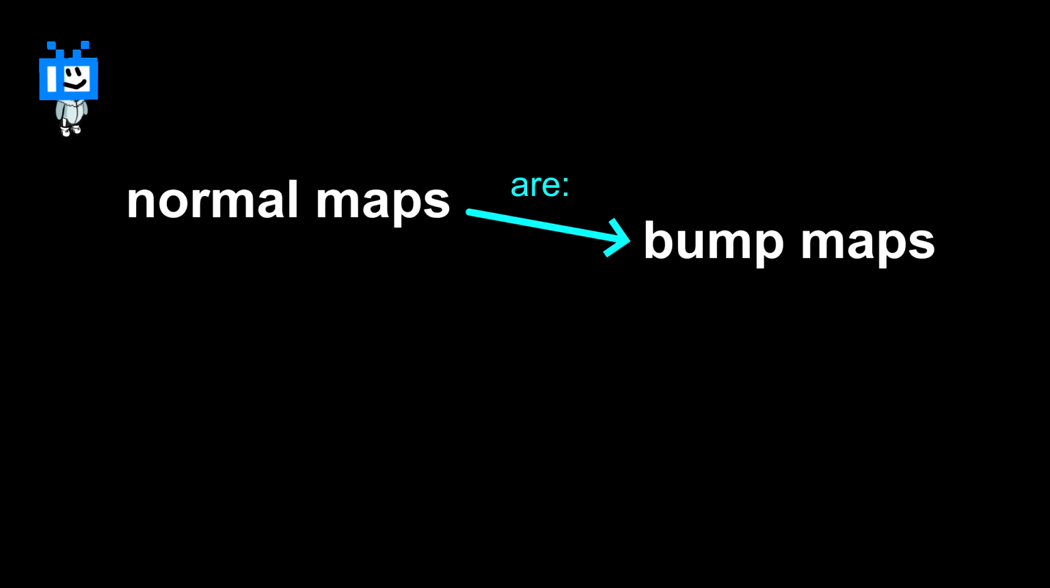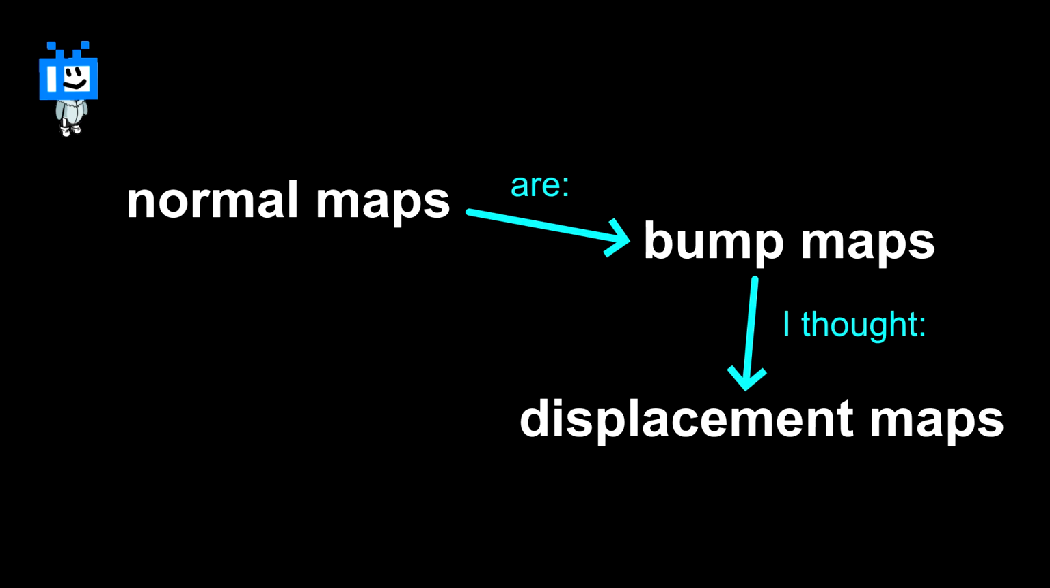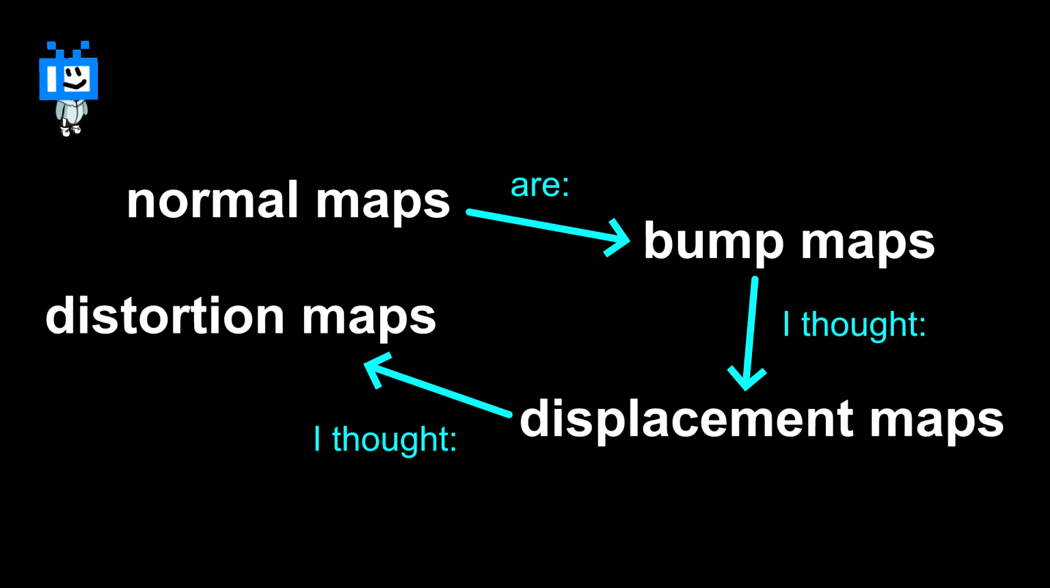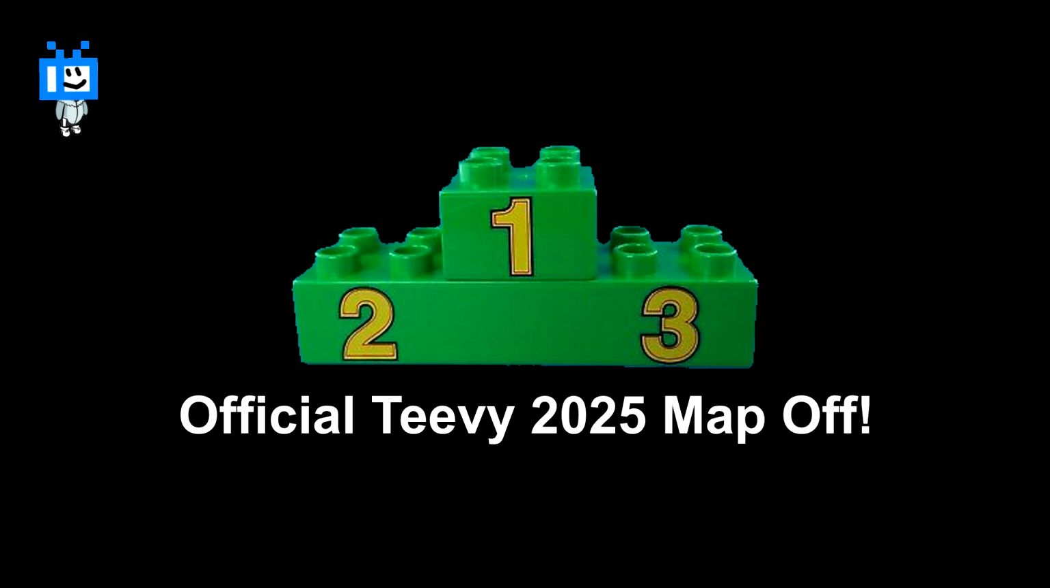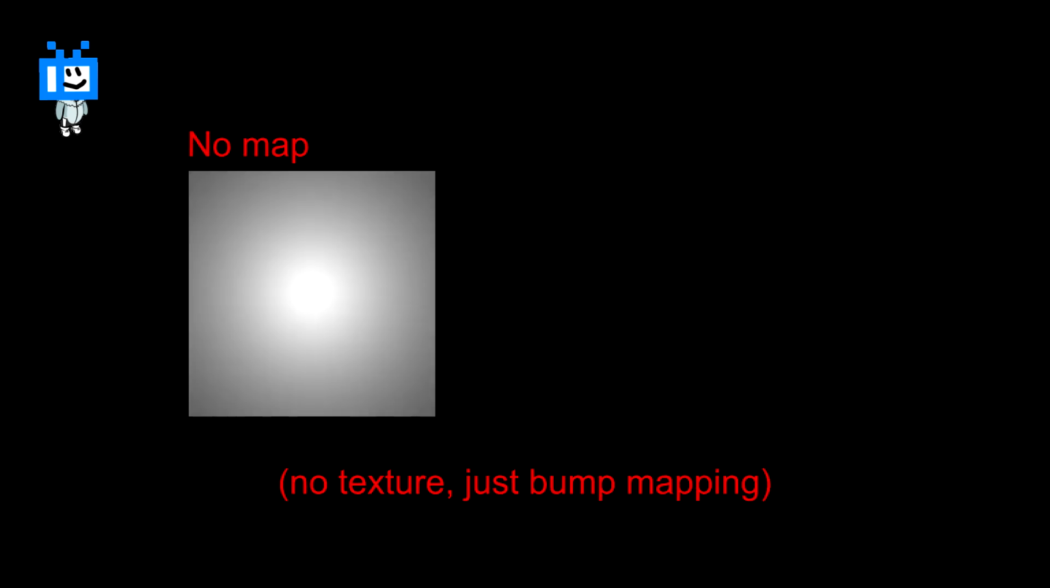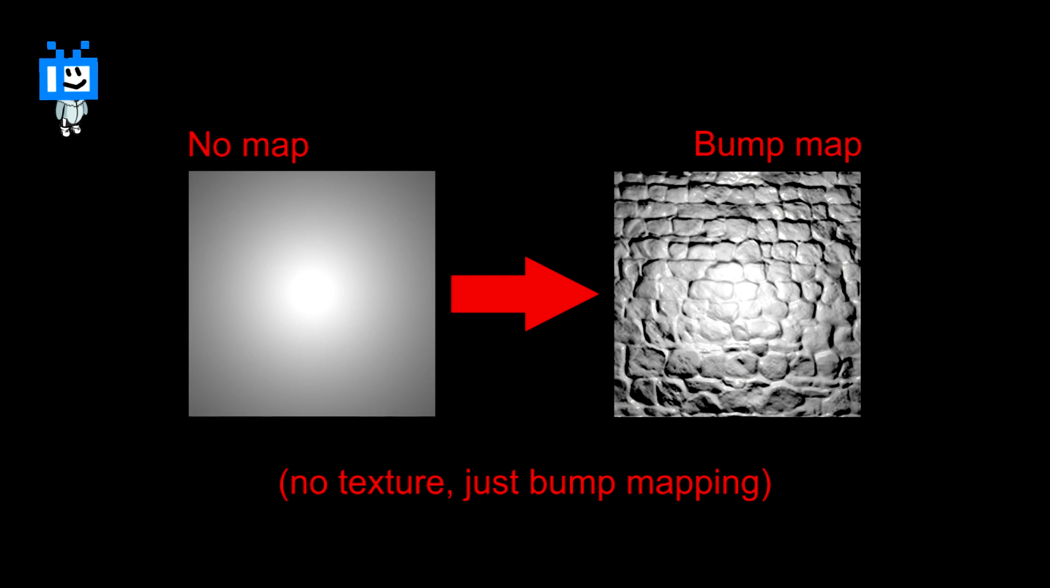Normal maps are a type of bump maps, which are what I thought displacement maps were, which I thought were distortion maps, which turns out aren't even real. That's okay, we'll get to those. I'll even hold a tiny map competition at the end. But in essence, all these maps are just images that are used on other textures to add small details to 3D objects, except when they're not. But let's begin with bump maps.